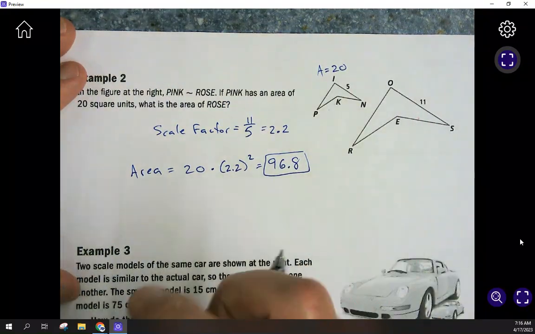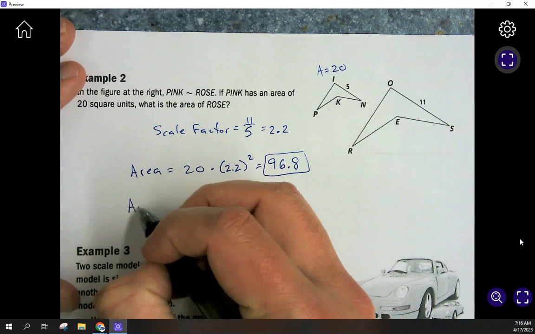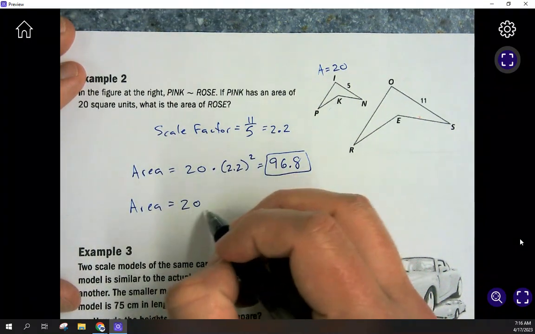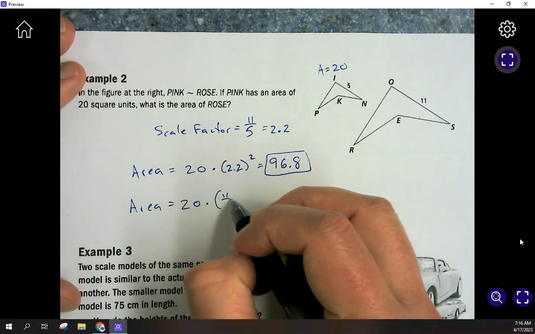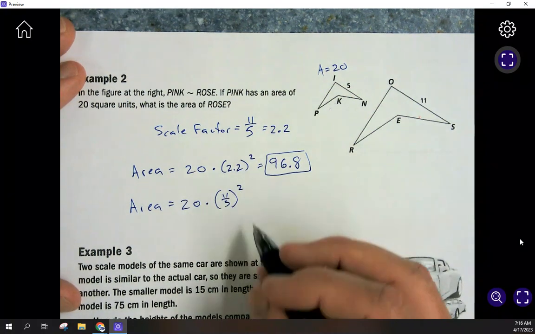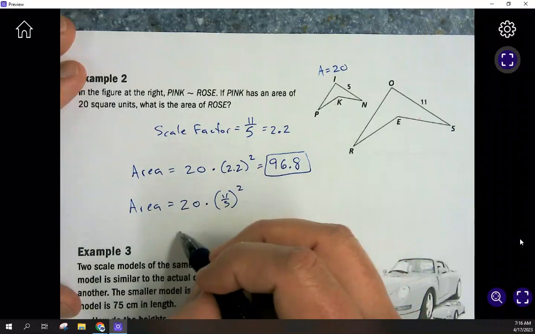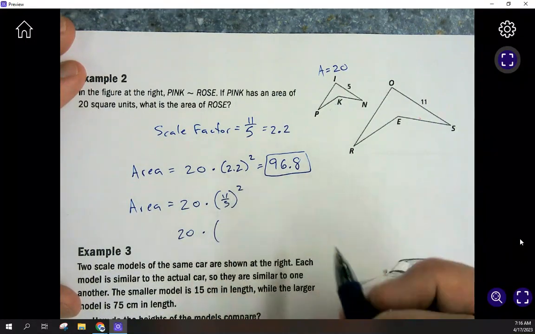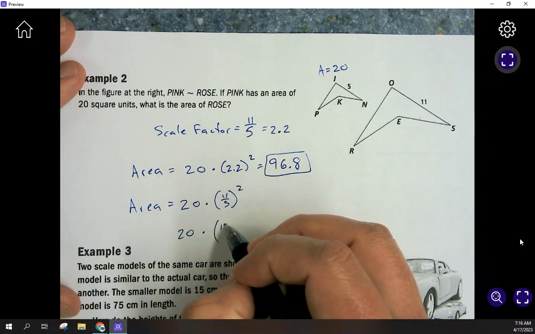I do want you to see this with a fraction as well. So we could have left this as 11 over 5. We would have done 20 times 11 over 5 squared. You could plug that all in your calculator, but let's make sure we know what this actually does in terms of the algebra. The 11 gets squared. 11 times 11 is 121.